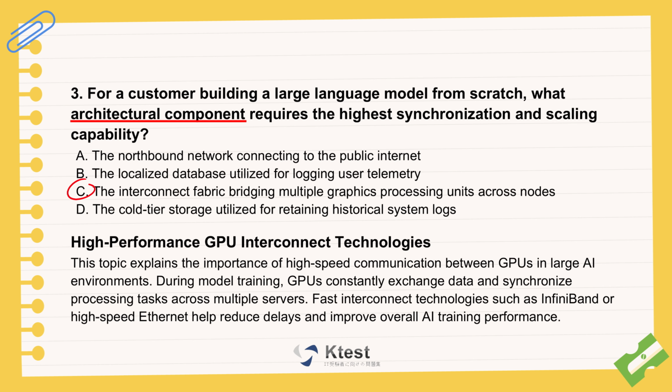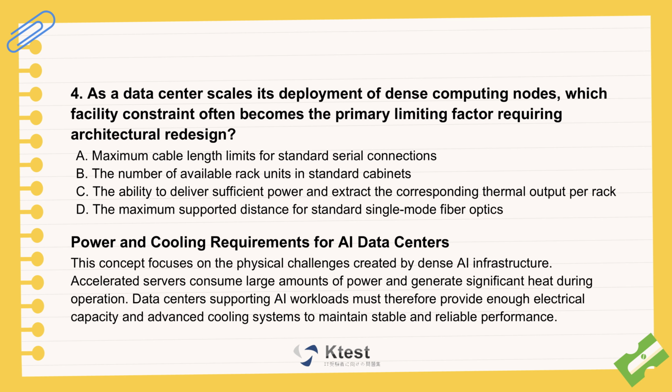So we have hundreds of GPUs firing parameters back and forth at the speed of light, but all that microscopic data movement generates immense physical friction, right? Which triggers a massive real-world crisis for the facility. It absolutely does. Which leads to question 4. As a data center scales its deployment of dense computing nodes, which facility constraint often becomes the primary limiting factor requiring architectural redesign?